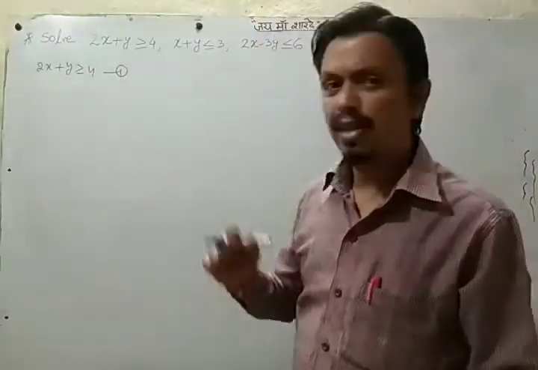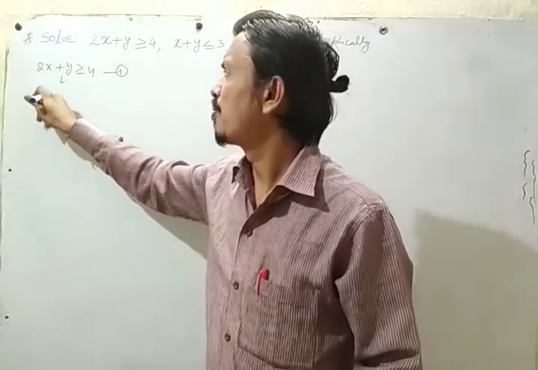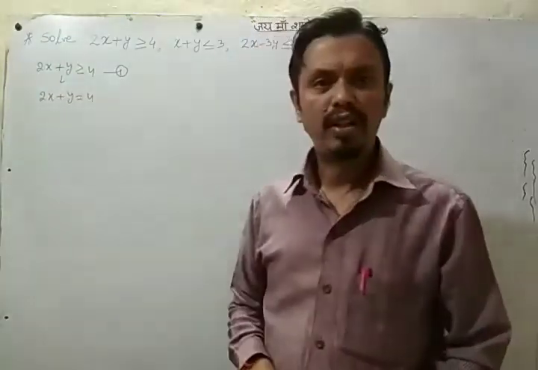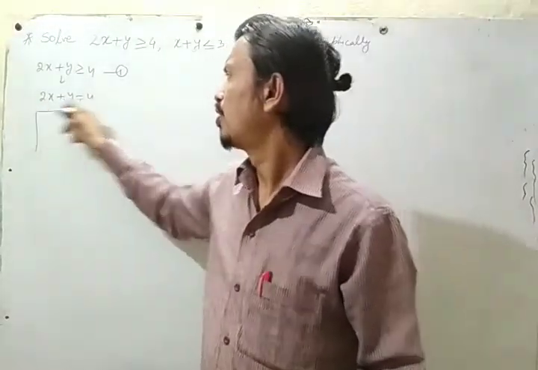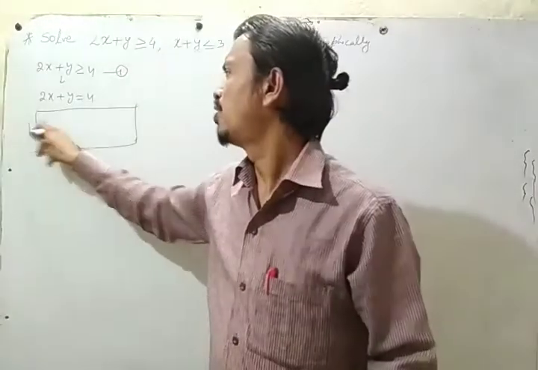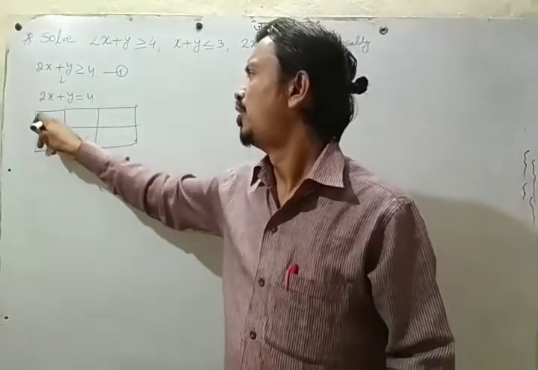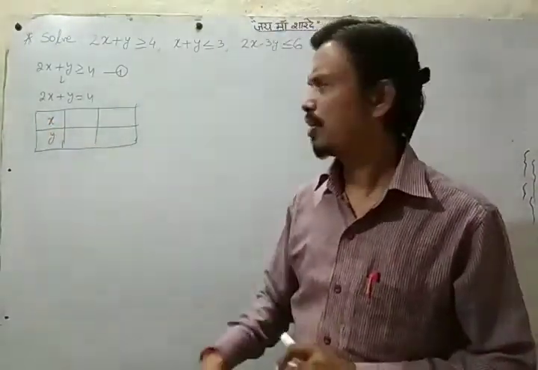Then what is the step? First we'll find its corresponding equation, that will be 2x plus y equal to 4. Now we find its solution. To find the solution, one simple process is to put x equal to 0 and then y equal to 0. Two points are sufficient to draw a graph of any linear equation.